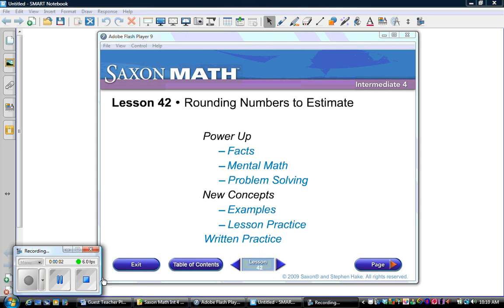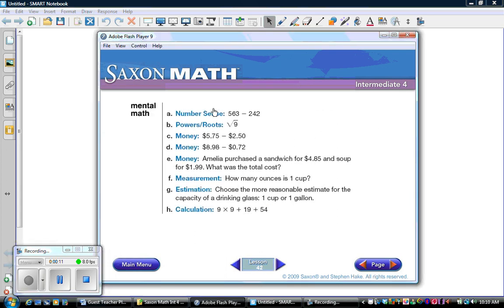Okay, Saxon 4 math students, we are ready for lesson 42, rounding numbers to estimate. So we are ready to do some mental math to warm up. When we look at this problem, we see that if we were to truly work it out with 563 on top and 242 on the bottom, we would have no borrowing. So this one will be an easy one to do mentally, and we'll start with the hundreds.